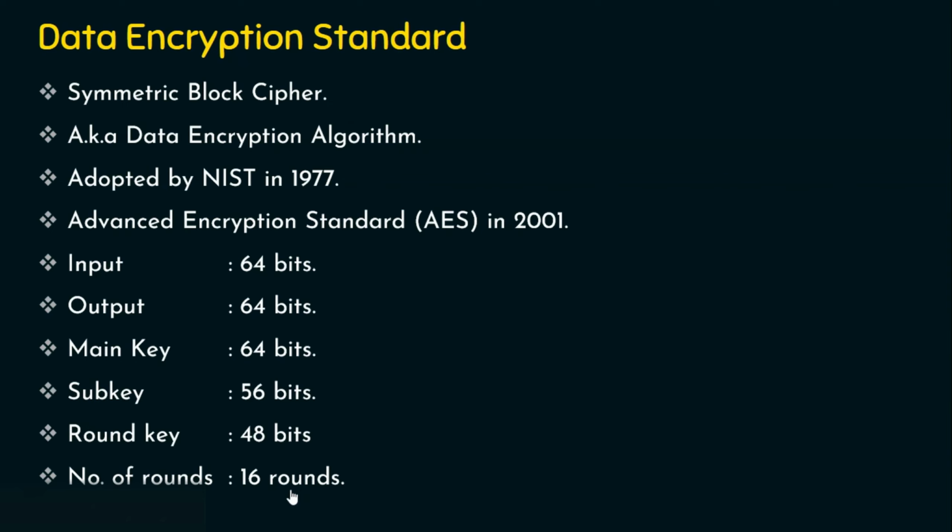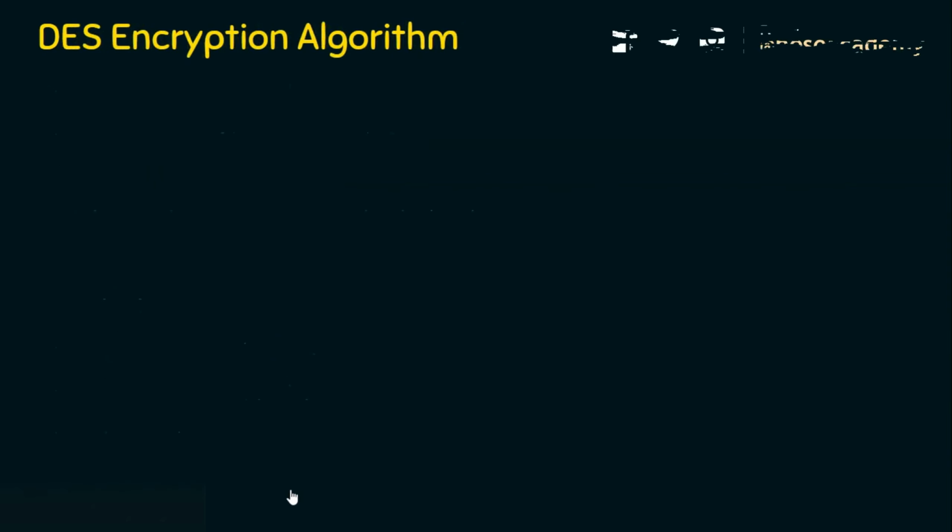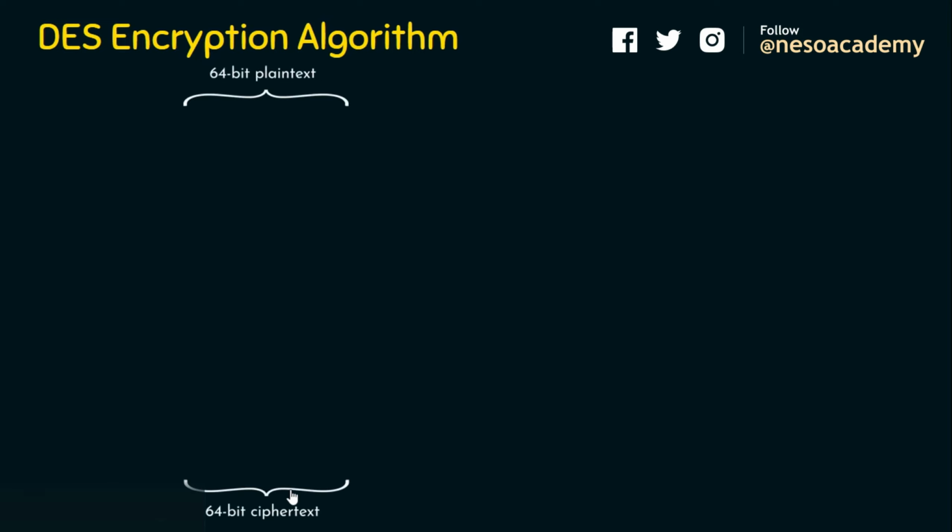Let's dive into the encryption algorithm. So we are sure that DES is a block cipher, and what's the size of the input and output, the plain text and the ciphertext, I mean? The input is 64-bit and the output is also 64-bit. So DES is going to take a 64-bit plain text and convert it into 64-bit ciphertext.